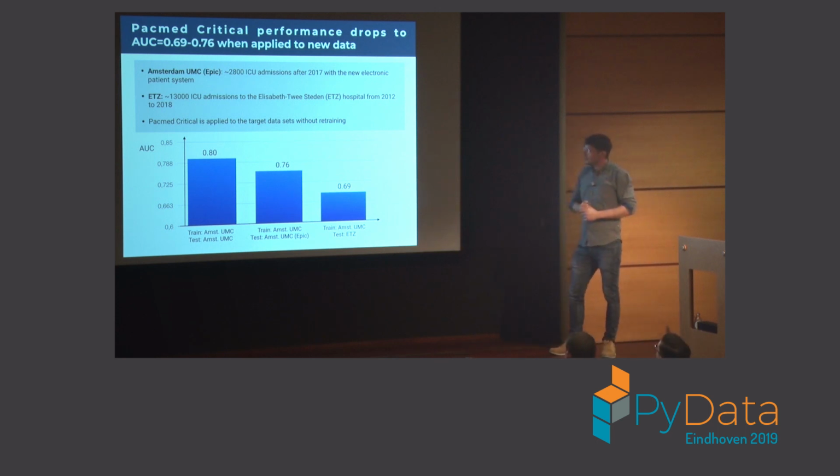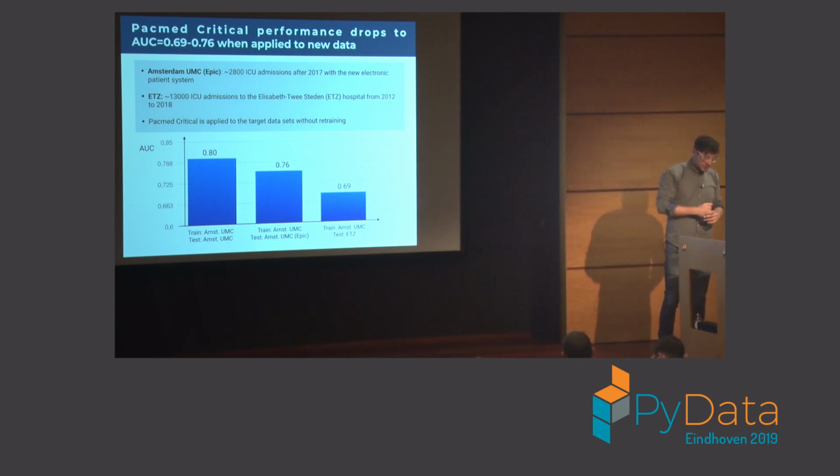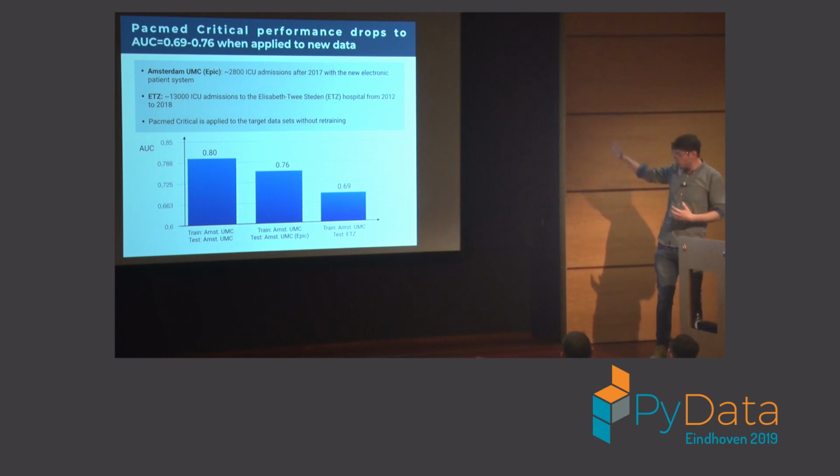This is 13,000 ICU admissions coming from the Elisabeth Svestede Hospital in Tilburg. And if you apply PacMed critical to that new dataset, the drop is even more significant. You go down to 0.69. So why is this? What's going on?